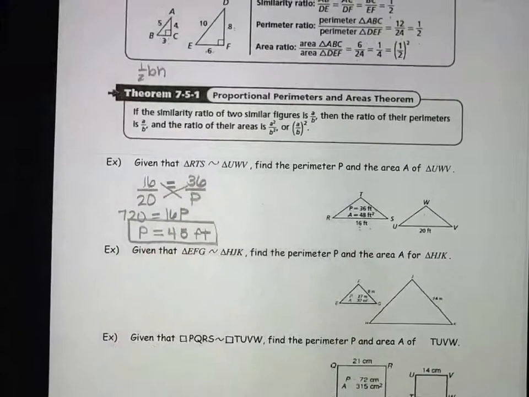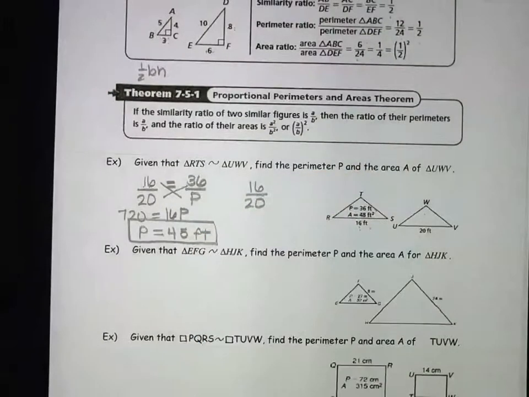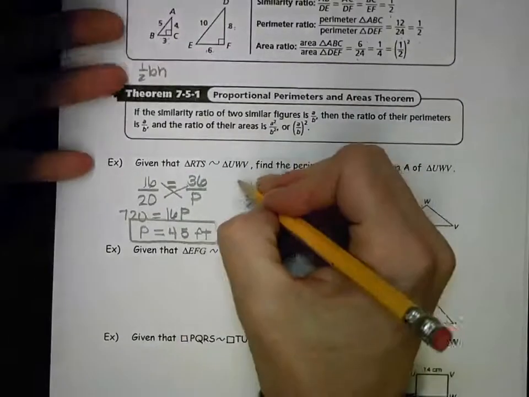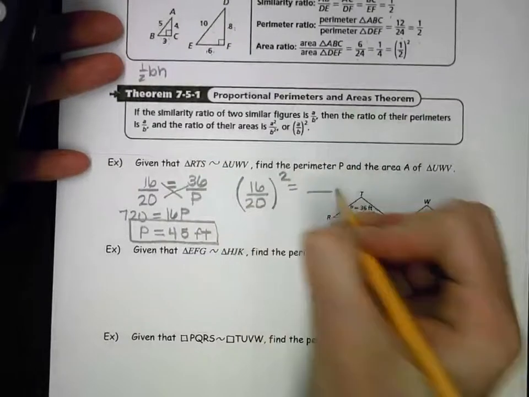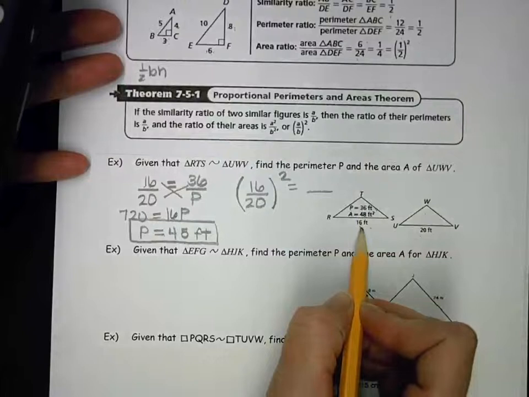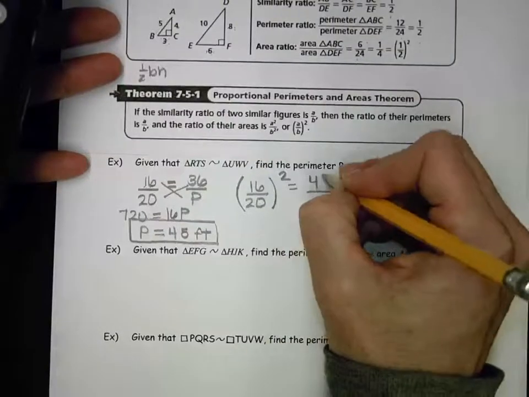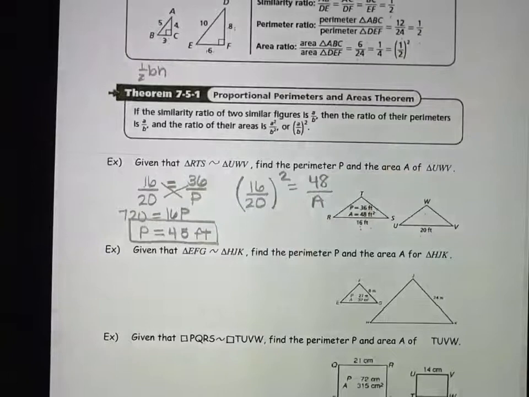Now, on the other hand, if we are trying to find the area, we're going to still start with that similarity ratio, but we just learned that the ratio of the areas is the similarity ratio squared. So we're going to square this time to get our area. Because our area was still given in this triangle, we're going to put 48 on top here, and we're going to try and find A. But before we do that, we must actually square the similarity ratio.